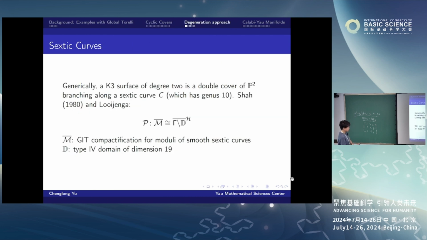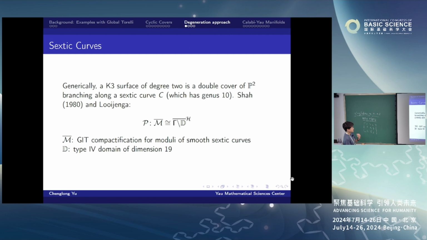All right, so that finishes the story for cyclic covers or varieties with symmetries. Next, let's discuss some constructions by degenerations. So we also want to construct some examples with global Torelli, a stronger form of global Torelli, where we want an isomorphism from the moduli space to this compactification of Hermitian symmetric spaces. And this example is given by Shah.